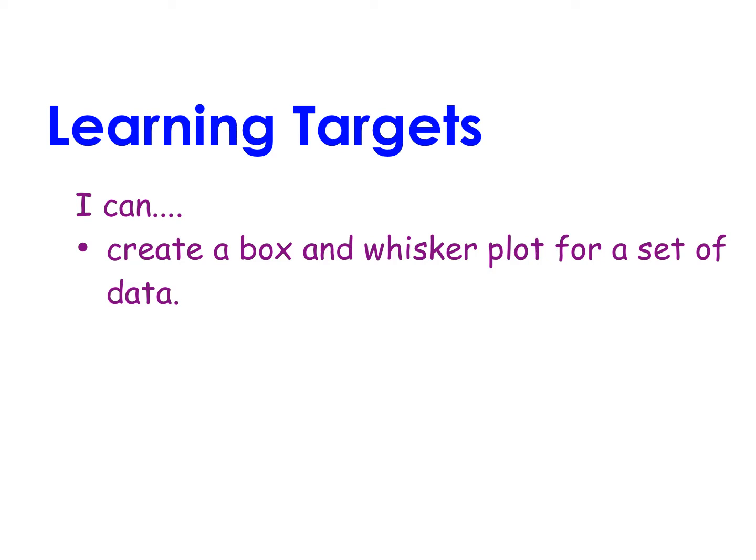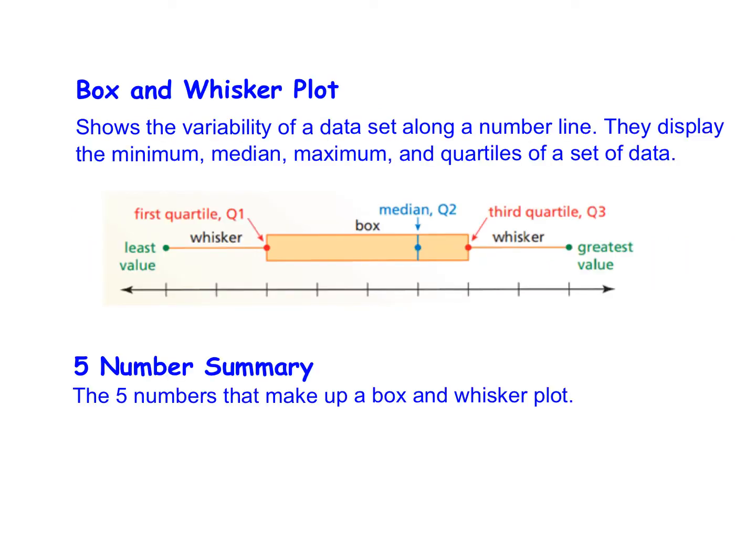In this video, we'll be learning how to make a box and whisker plot for a set of data. A box and whisker plot is a great way to show the variability in a data set. Essentially, what a box and whisker plot displays is a key 5-number summary. There are 5 key numbers that help us when we create a box and whisker plot, and we put them on our plot so we can start to evaluate them.